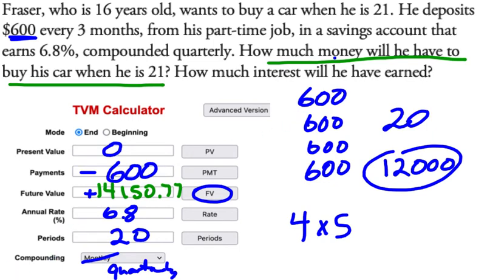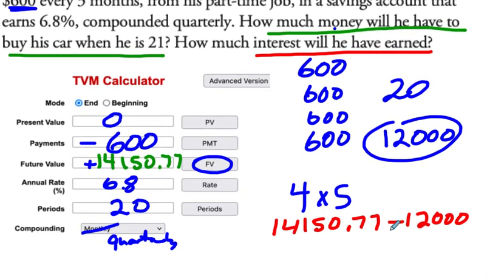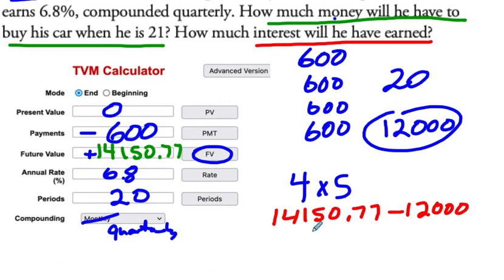The second part of that question is, how much interest will he have earned? So we take that $14,150.77 and we subtract the $12,000 that we put in, so the 600 times 20, and we get our answer, which will be $2,150.77. That is how much interest we made.